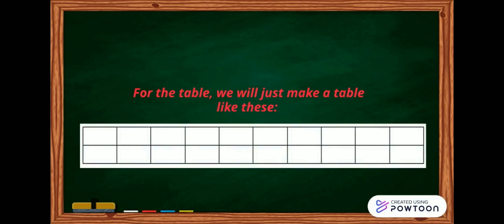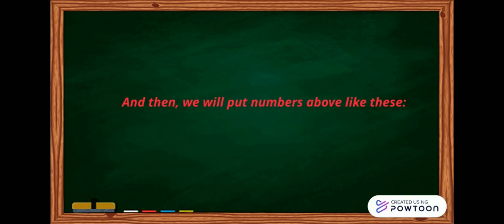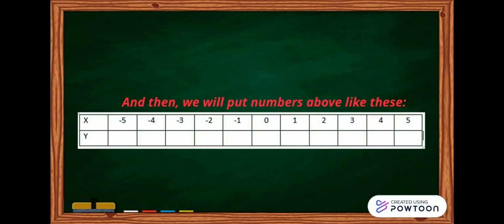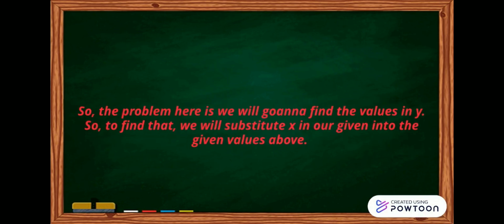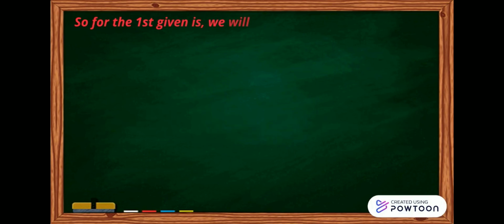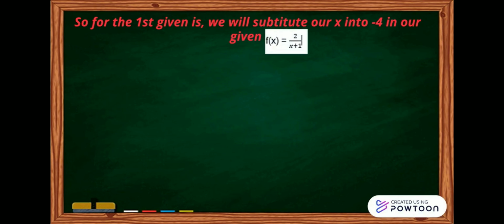For the table, we will just make a table like this. And then, we will put numbers above like this. The problem here is we are going to find the values in y. So to find that, we will substitute x in our given into given values above. So for the first given, we will substitute our x with negative 4 in our given f of x equals 2 over x plus 1.